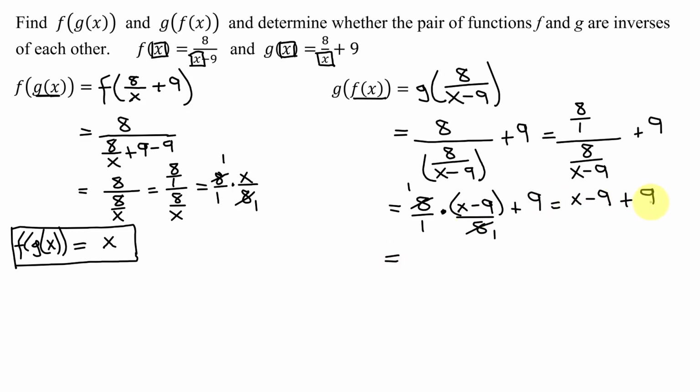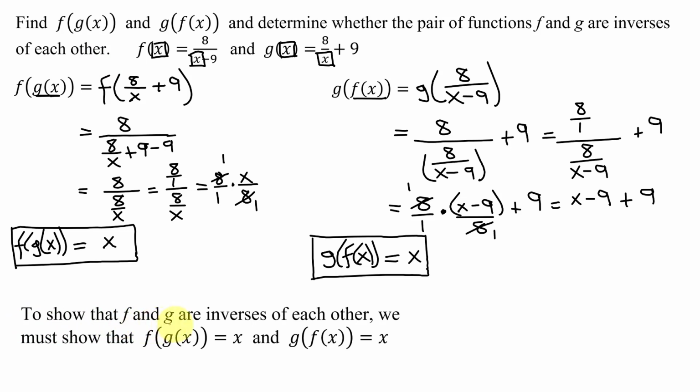Since negative 9 plus 9 equals 0, all I get left with is plain old x. So g at f of x equals x. Lastly, we need to determine whether the pair of functions f and g are inverses of each other. And how do we do that? Remember, to show that f and g are inverses of each other, we must show that f of g of x equals x and g of f of x equals x.